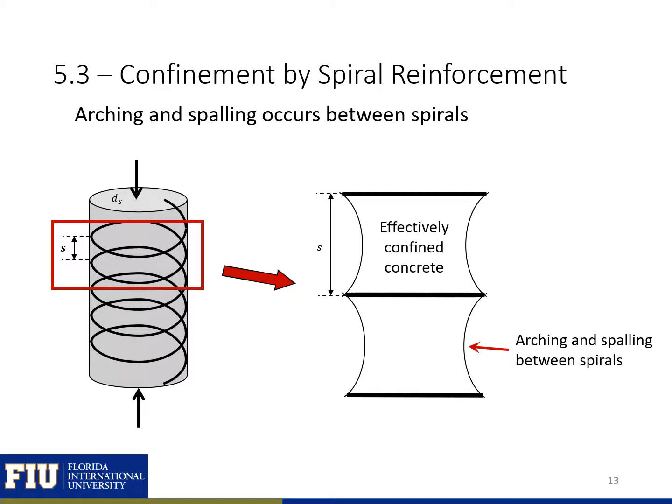The spacing of the spiral, or the pitch, is going to influence our confinement, because we're going to have some effectively confined concrete width at the location of the spiral, and we're going to have an arching between spirals. So our effectively confined concrete area or volume is going to be less in between the spirals than at the location of the spirals.